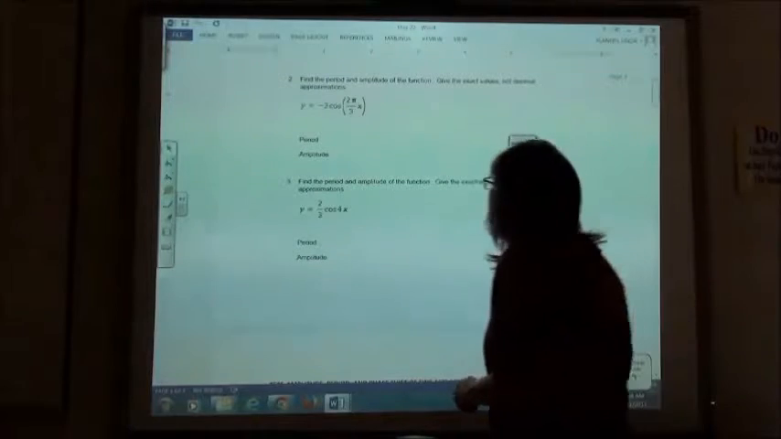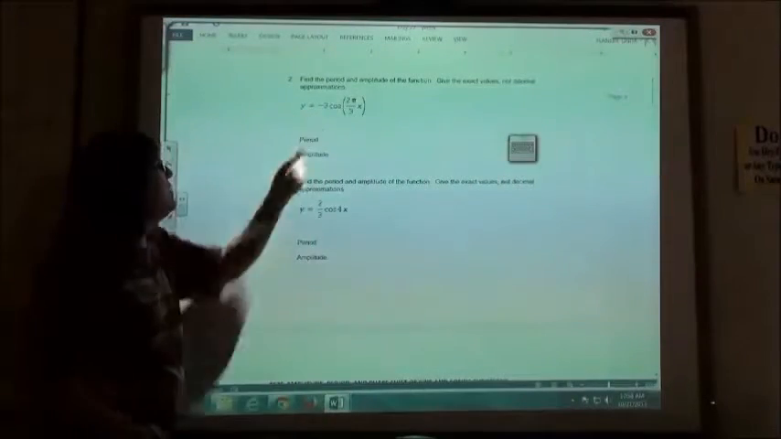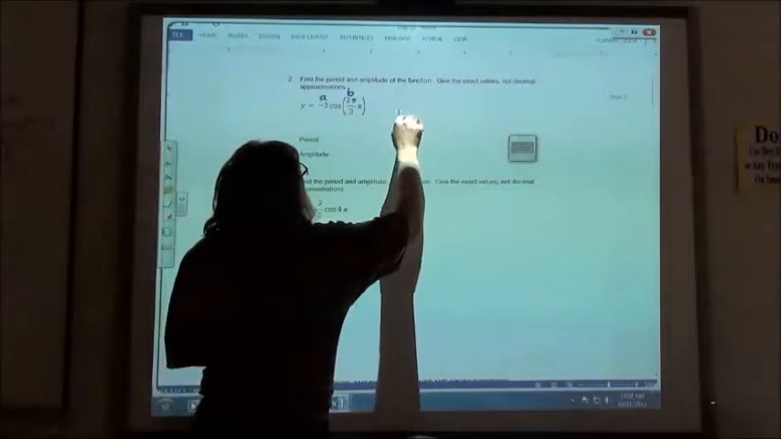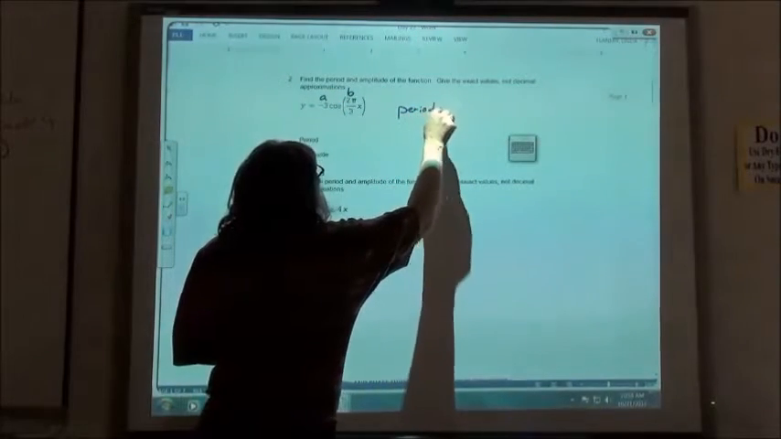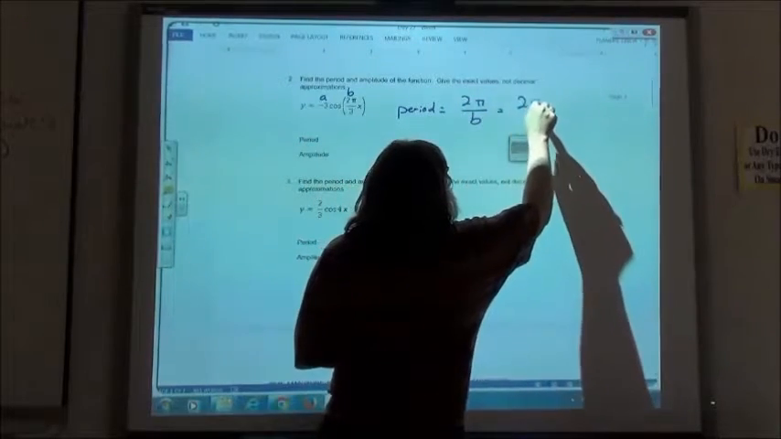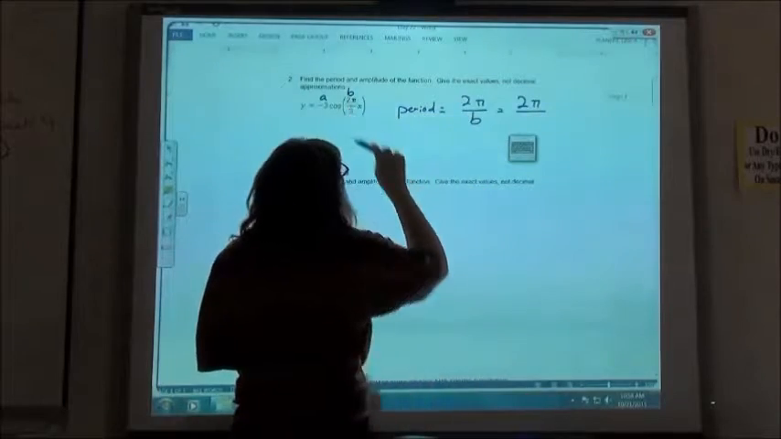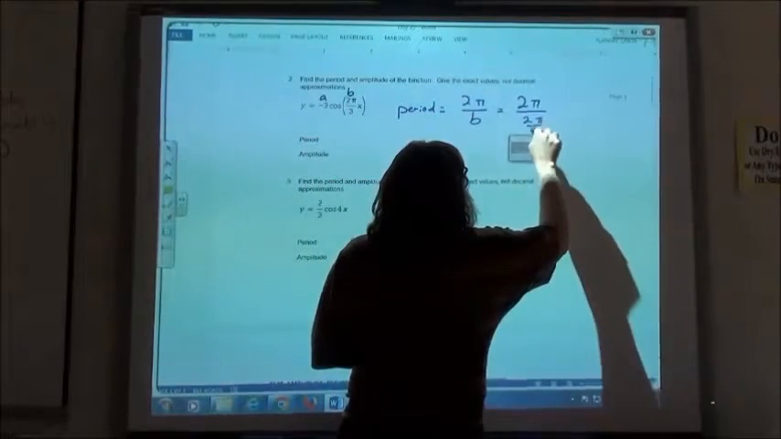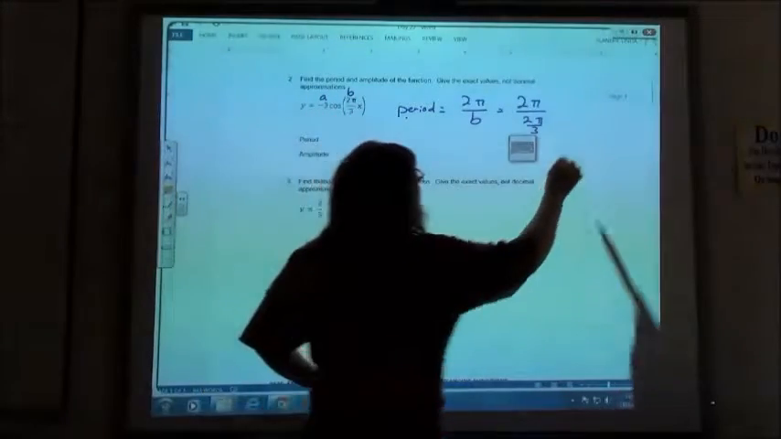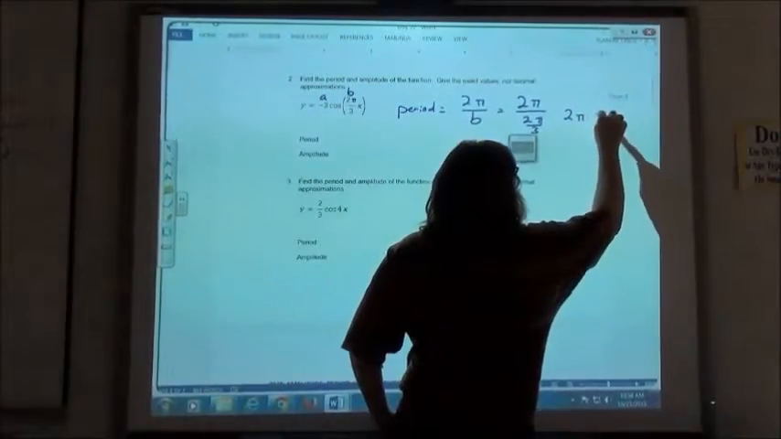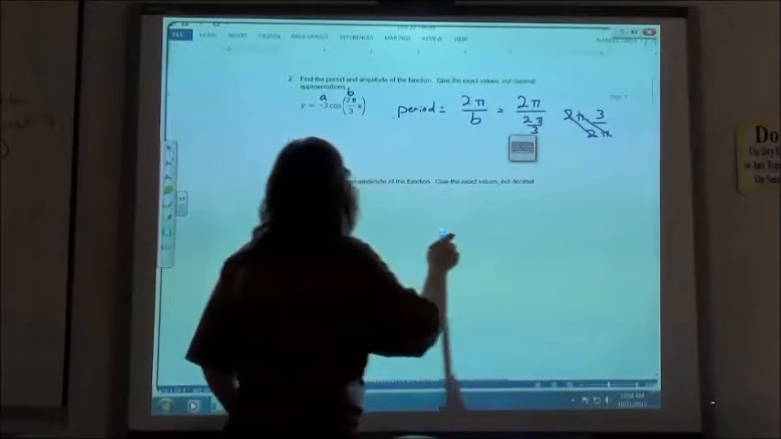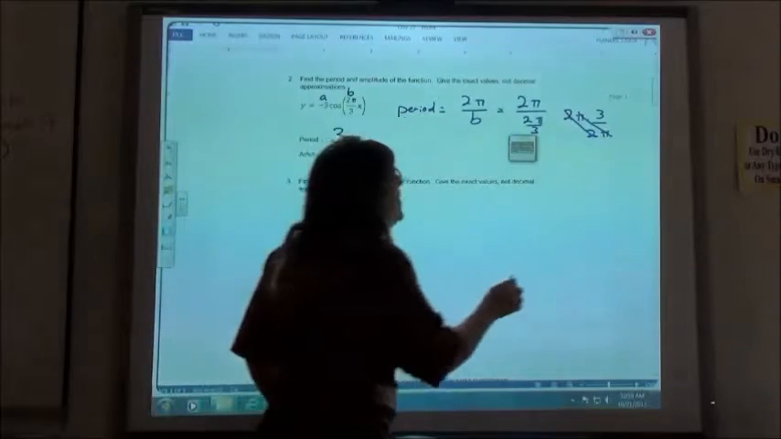On my second one then, again I'm going to have my cosine function. This is my a and this is my b. My period is 2 pi divided by b. So I'm going to take 2 pi divided by 2 pi over 3. So again, I have to invert and multiply. 2 pi times 3 over 2 pi. Here the 2 pi is going to cancel out. So my period ends up just being the 3.